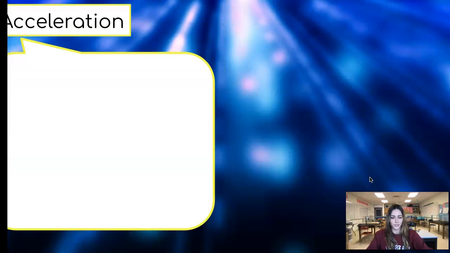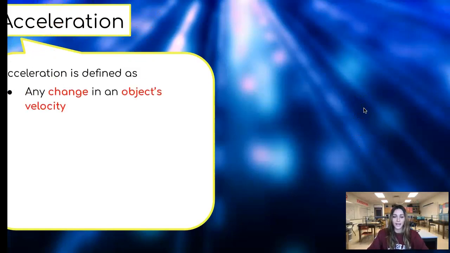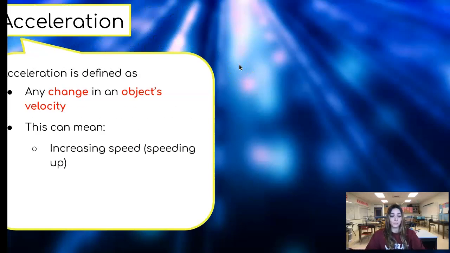What is acceleration? When we say acceleration, we are defining it as any change in an object's velocity. Remember that velocity describes how far an object travels per a given unit of time and in what direction. So when we say a change in the object's velocity, what can that mean? This can mean one of three things. First, this can be increasing speed or speeding up.